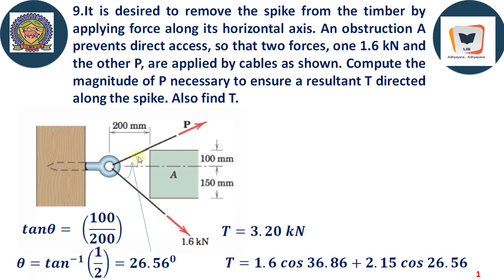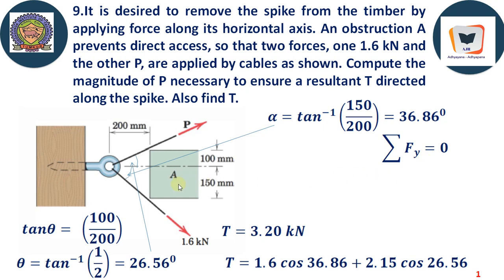Tan theta here, tan theta is 100. You consider this small triangle. It is 100 divided by 200. So tan theta is 100 by 200. Theta is tan inverse of half, so it will be 26.56 degree, and this is the angle. On the other hand, alpha, if you consider this as the alpha, tan alpha is opposite 150 and adjacent 200. 150 by 200, it will give us 36.86, and we will equate sigma Fy equal to 0 because the resultant is nothing but a horizontal force.